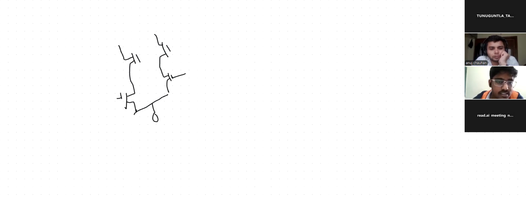I'm not drawing the bias circuit. So this is some bias current. It will be given from a current mirror. So this is my first stage. Now the second stage.